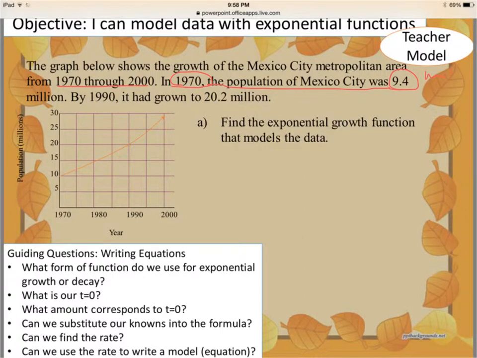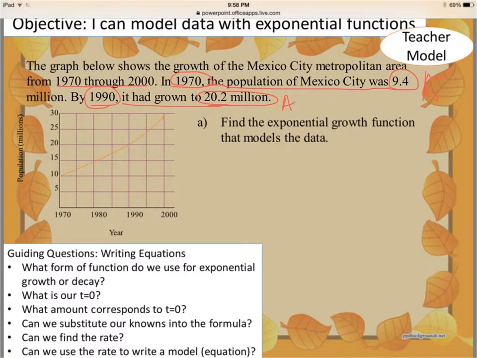So I'm going to annotate the text. 1990 goes with 20.2 million. So these are going to be like our initial amount. So I'm going to call that A naught, and I'm going to call this A. So they also gave us a little graph here, and then the question is asking, find the exponential growth function that models the data. There's some other questions after this, but first let's just find out what the function is.